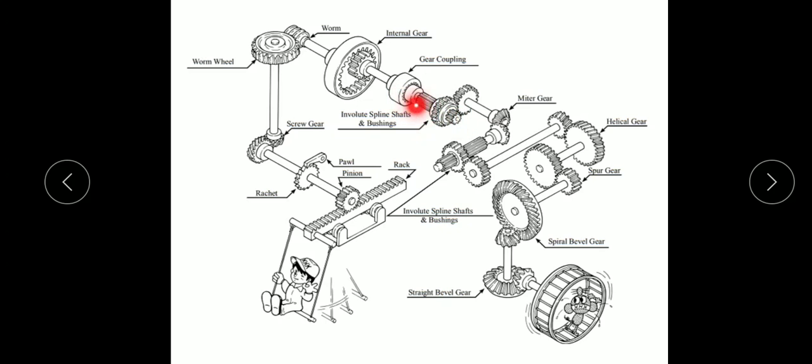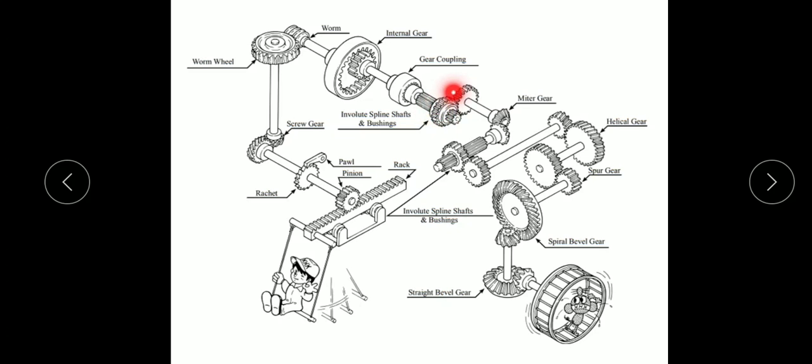Here you can see another type of gear, that is an involute spline shaft with bushing. This shaft will be cut like a gear. This is known as spline. If the entire shaft is cut like a gear, that is known as spline. And over that there is another gear, a spur gear, provided with a bushing.